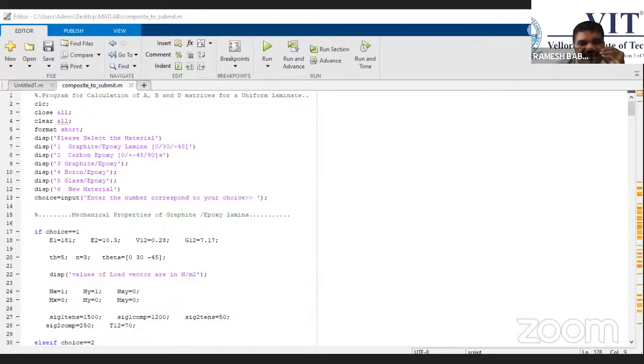We have a question in the chat. Can we compare the solutions obtained from MATLAB and ANSYS? Yes, you can compare, definitely.